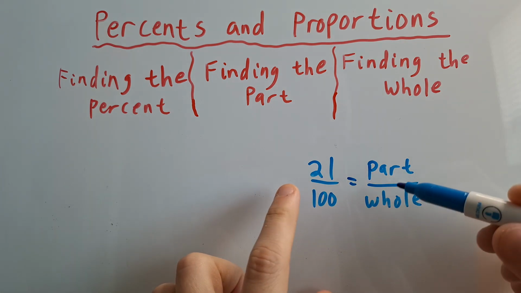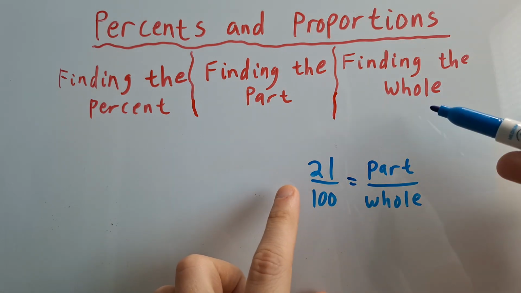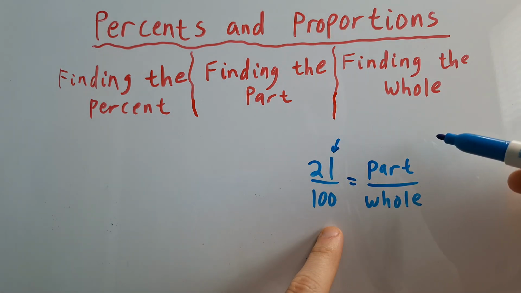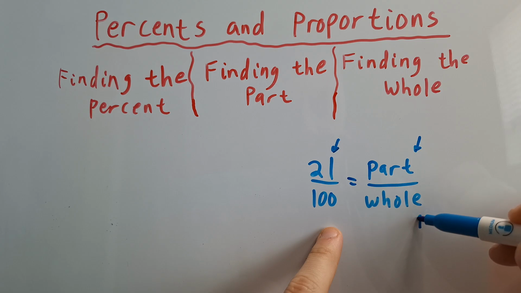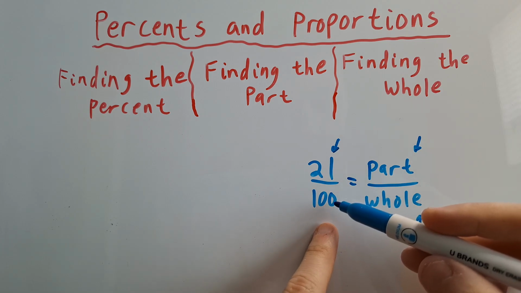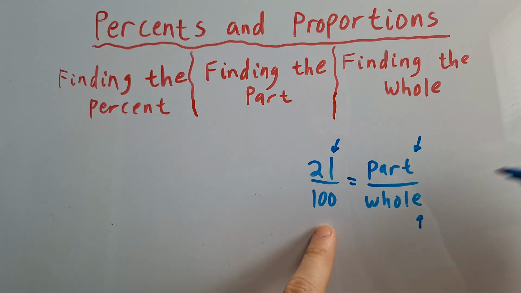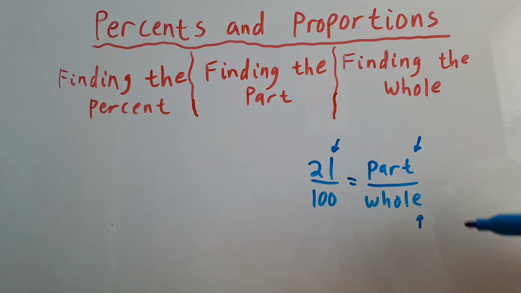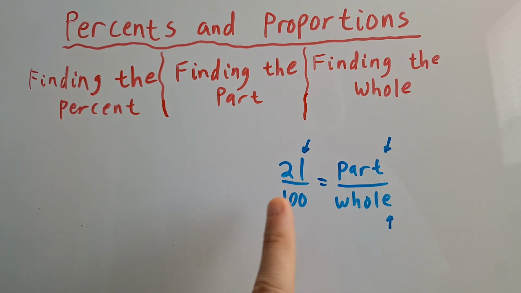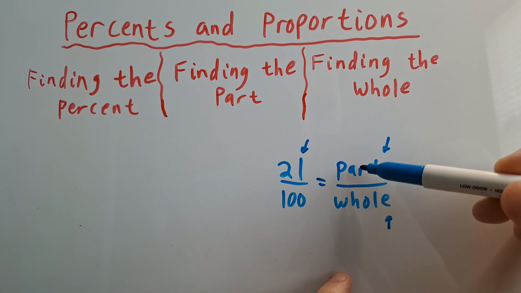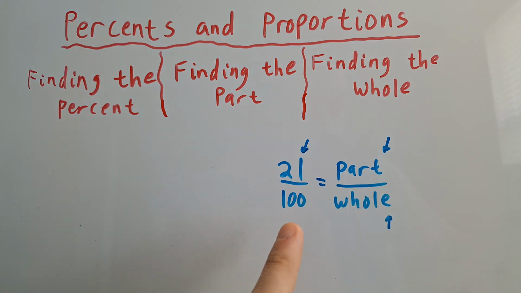Now, when we're given one of these three instances, and we'll work out one of each, we'll be finding either the percent, the part, or the whole. This denominator will always be 100, even if we're working out problems with the percent value being more than 100, and we'll work out one of those later too. This is your initial setup. Percent value over 100 equals part over whole. Let's take a look at a few examples.